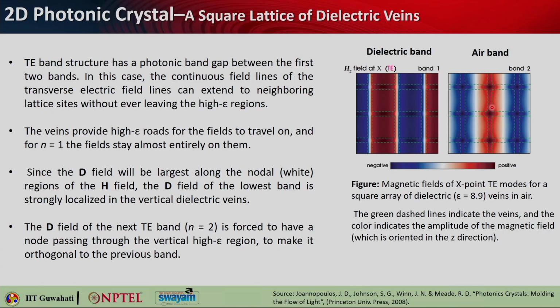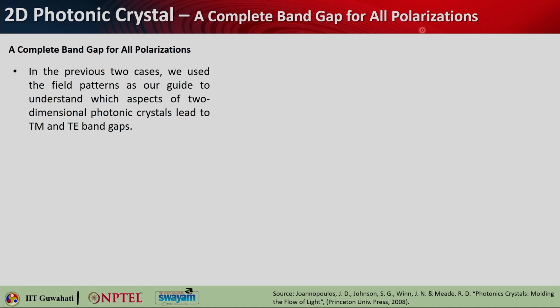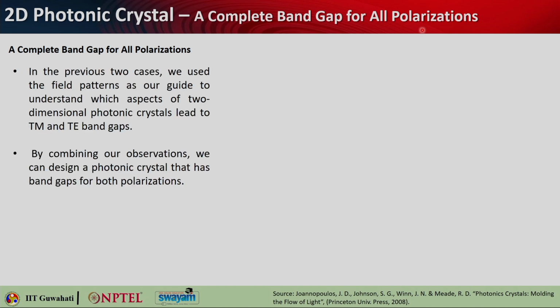But ideally what is required when you look for band gaps, you basically want a complete band gap for all polarizations. Now, a complete band gap means for both TE and TM you are able to overlap the band gaps. So, irrespective of the polarization, the light should not be allowed to enter the crystal, it should be completely reflected, and that is what will be a complete band gap.